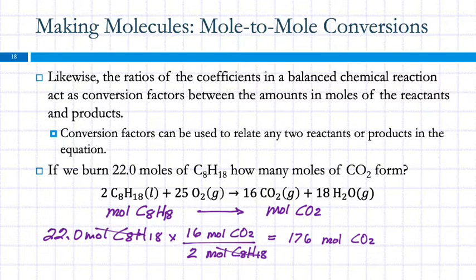Do I have the correct number of significant figures there? I do. My starting number had 3 significant figures. These values here are exact numbers because they ultimately come from numbers of molecules, numbers of particles. 2 of these molecules form 16 of those molecules. Those are objects that could be counted. It's an exact ratio. So this doesn't affect anything, so I should have 3 sig figs in my answer.